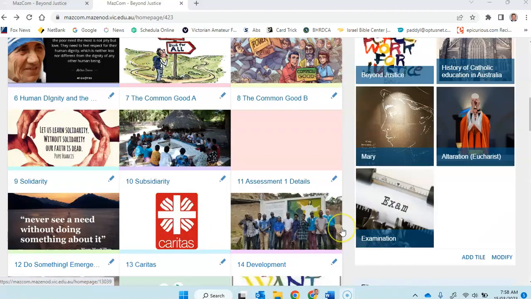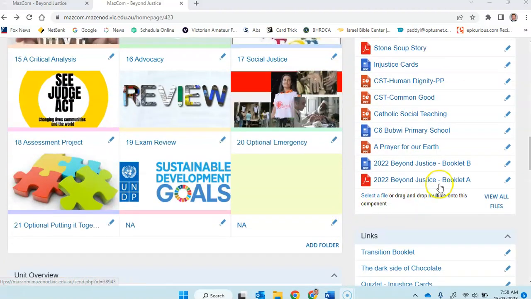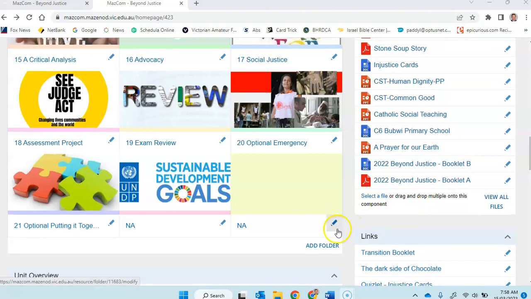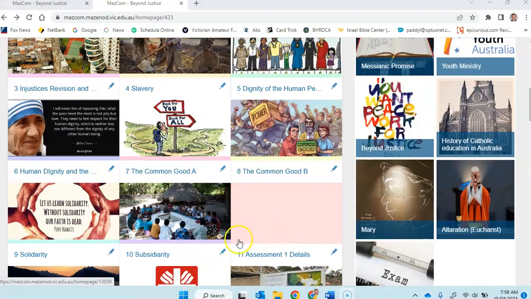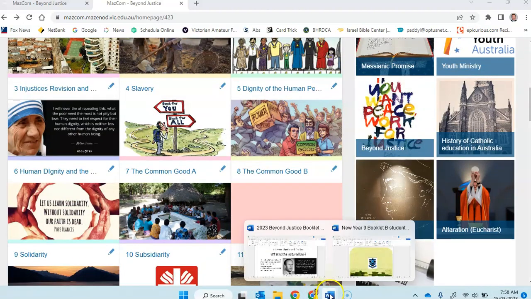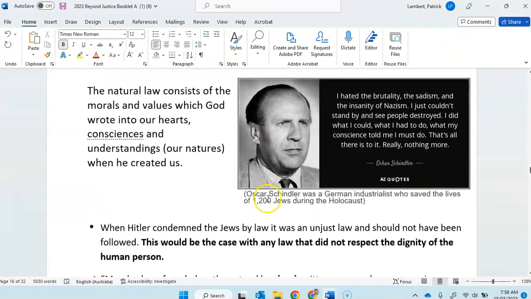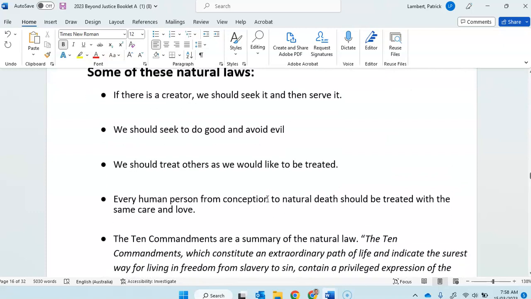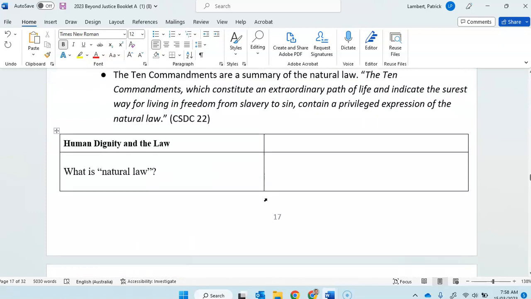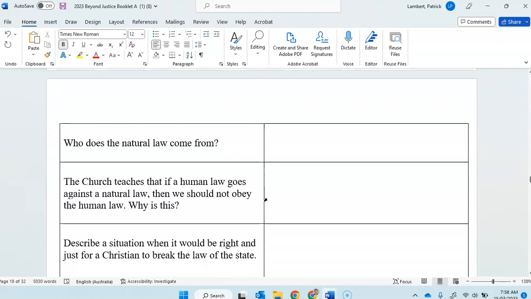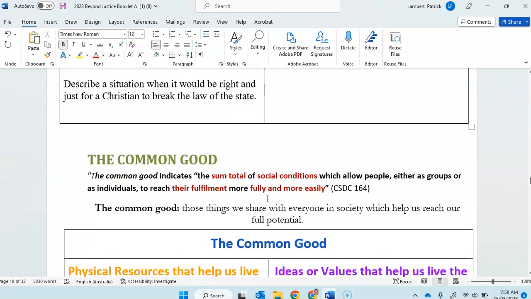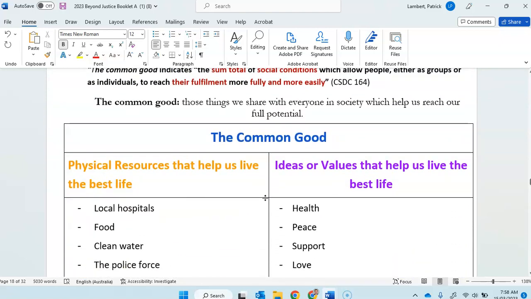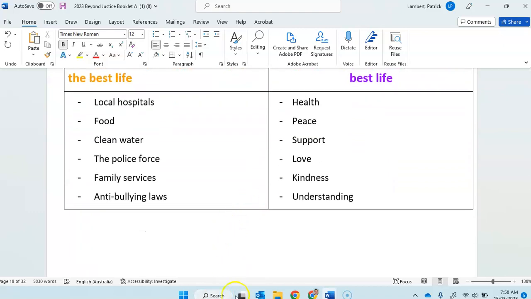There will be the second booklet handed out to you that the replacement teacher should have given you, or will be giving you, booklet B, and I'll talk about that in a minute. We've been going through booklet A, and we've had a look at the natural law, where it comes from, how it compares to human law and what it means. And we've started to have a look at the common good.